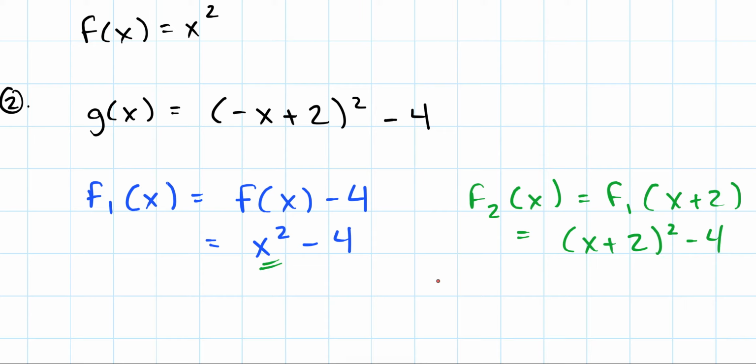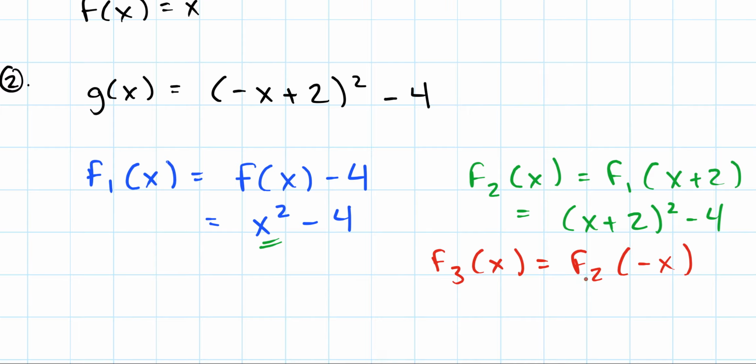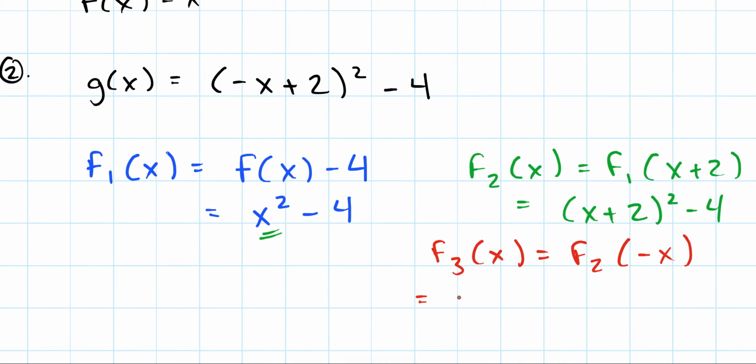And then my last function is going to be f2 with negative x plugged in. So that will be, wherever I see an x, I'm putting in negative x. And that is equal to g. And I'm done.